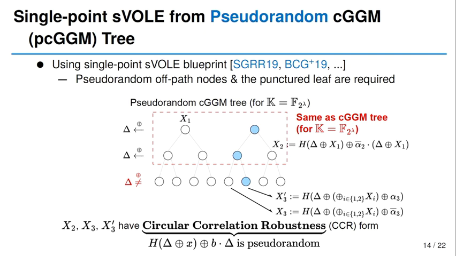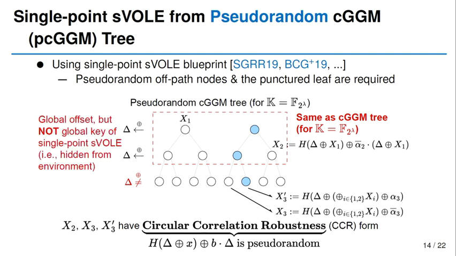And this CCR with respect to delta works through as that. Here, the global offset in the PGGM tree is delta, but this delta is not the global key of the single-point SVOLE, so that we can make a reduction to the CCR game and ensure the pseudo-randomness of these nodes.